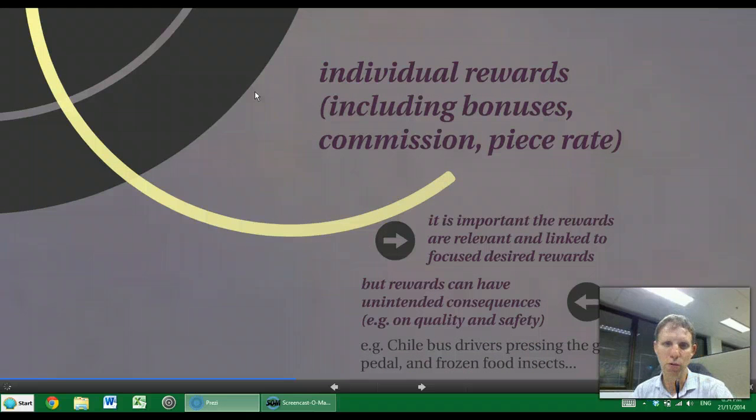Now, individual rewards and bonuses have been around for literally centuries, and often include things like piece rates, where you produce one widget, you get paid $1, for example. It is important when you're designing these rewards to realize there can be many, many pitfalls. One of the pitfalls, of course, is safety. So if people are simply focused on producing as many of one thing as possible quickly.